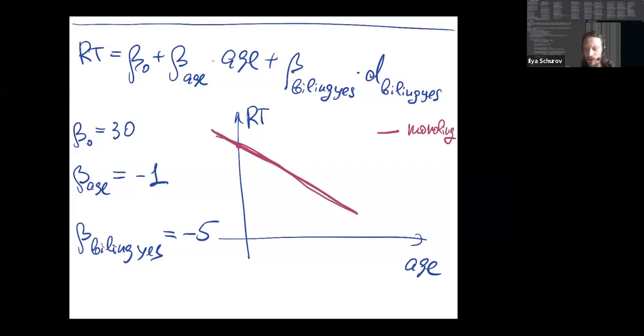Of course, it is not possible to get negative reaction time, but assume that we study only children. So our ages are somewhere here. They do not approach this part. Actually, the negative part of this picture also doesn't make sense. What can you say about bilinguals? How does the curve for bilinguals change with respect to the curve for monolinguals?